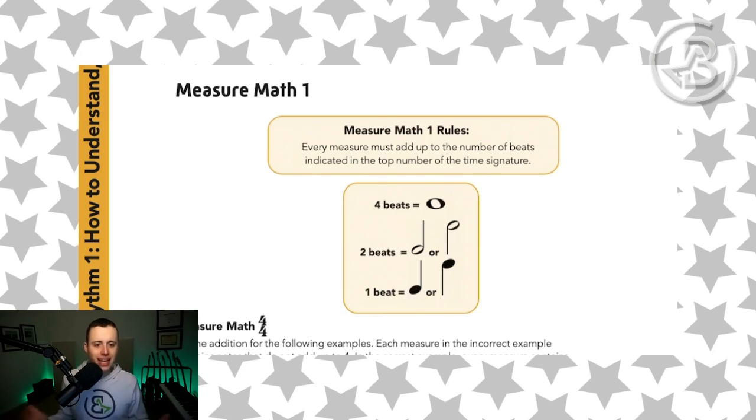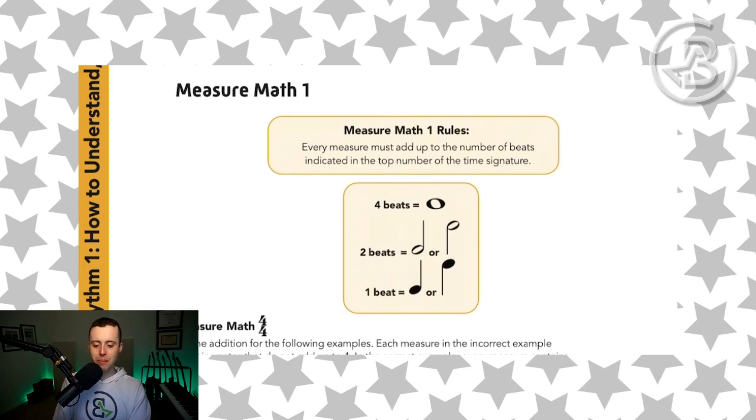Every measure must add up to the number of beats indicated in the top number of the time signature. So remember, the top number of the time signature shows us how many beats or how many counts there are in each measure. So you need to make sure that when you write music into measures, you are agreeing with and following that top number.